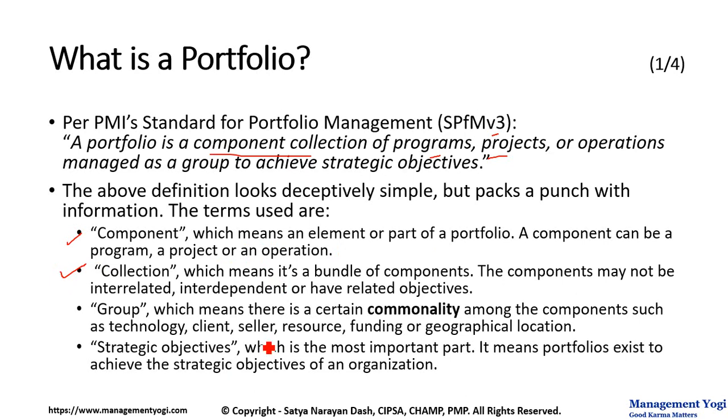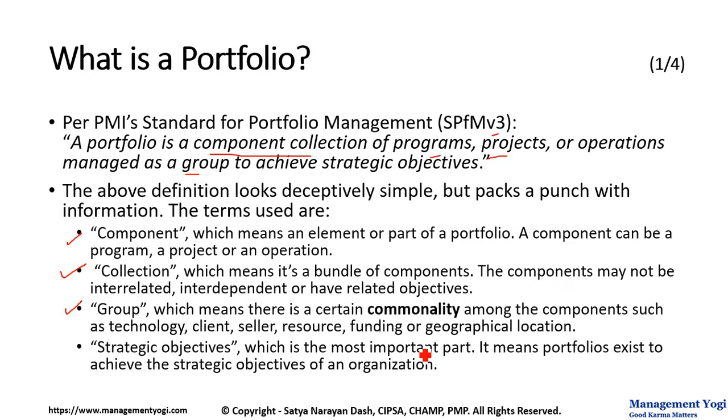Next one, you would see there is something called group. A group to achieve strategic objectives. Group means there is a certain commonality among the components such as technology, client, seller, resource, funding or geographical location, and that is why they are bundled together. So the components may not be interdependent or interrelated, but they are managed as a group because there is a commonality with respect to client, resource, funding or geolocation.